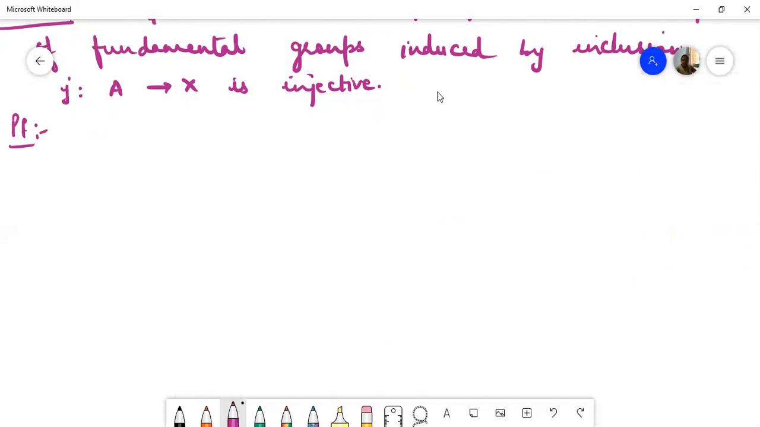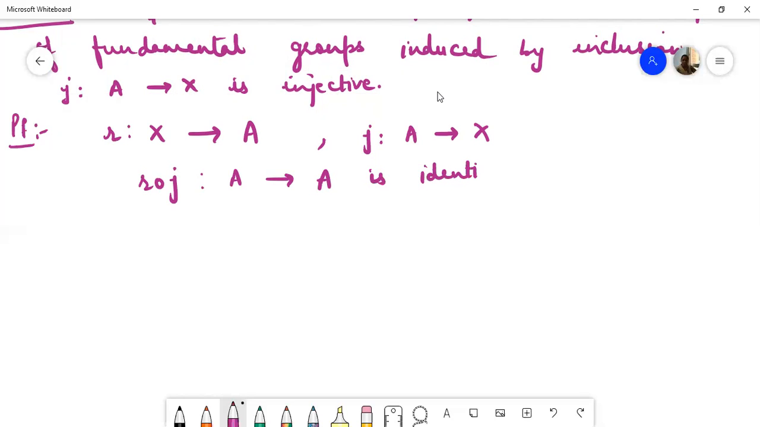So let us prove this. Now it is given to us that A is a retract of X. So let us suppose that R from X to A is a retraction mapping. And we know J is the inclusion mapping from A to X. So the composition R circle J is a mapping from A to A, and this is the identity map of A. Because J is inclusion, J of a is equal to a for every a in A, and R restricted to A is also the identity, being a retraction mapping, so R circle J is the identity map of A.